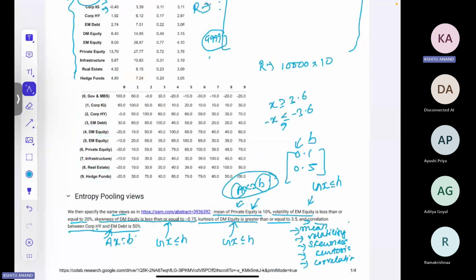The assets involved are private equity, EM equity, DM equity, Corp HY and EM debt. We see only these 5 assets are involved, so we won't trouble the other metrics. Why make our computations difficult?